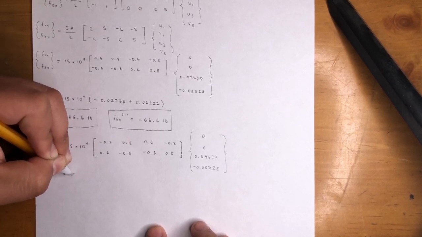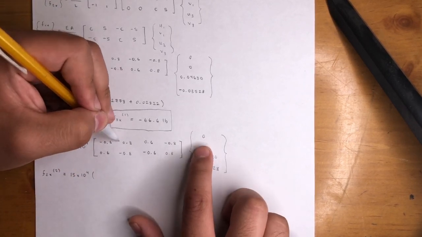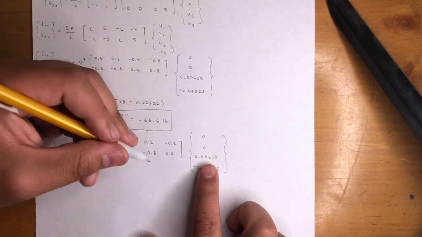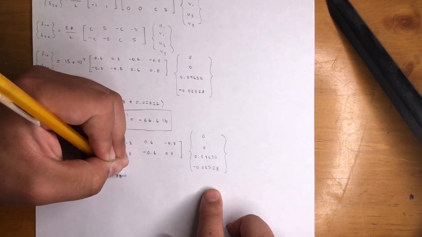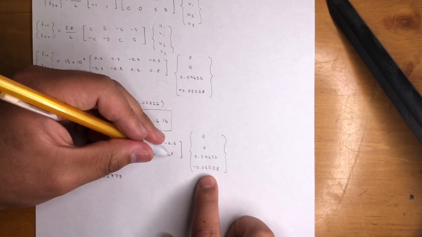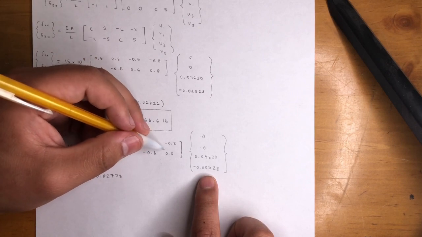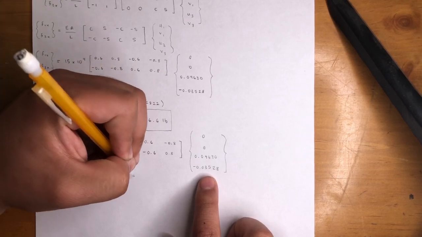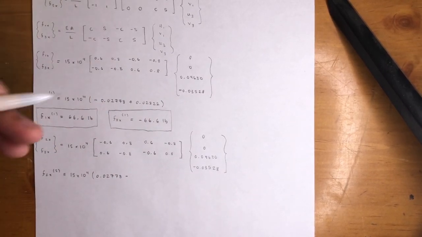That is 15 times 10 to the 4, parentheses, 0, 0, 0.6 times this number, that is gonna be 0.02778. And then finally 0.8 times this number, that's gonna give you, what is that? Is this right? 0.8 times, yeah, it should be negative, hold on, give me 1 second. Oh yeah, my bad, I was tripping.